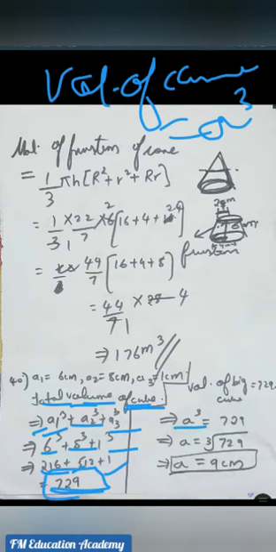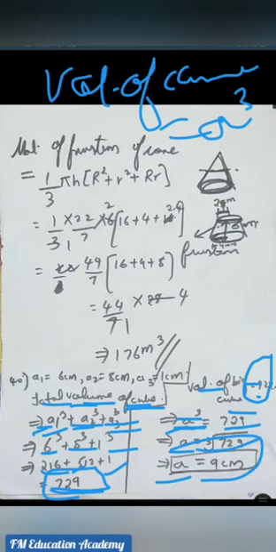Now the volume of the big cube will be equal to 729, because when we add all the volumes of the 3 cubes, we are getting 729. So the volume of the big cube is equal to 729, or A cube is 729, so A will become the cube root of 729. So A is equal to 9 centimeter we got. So it is option 1.